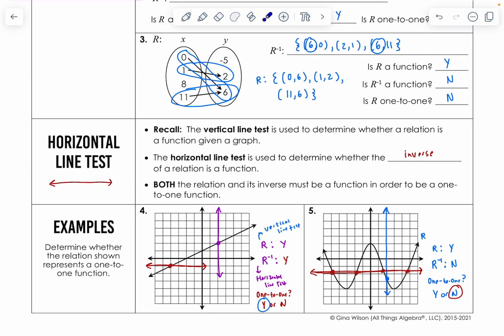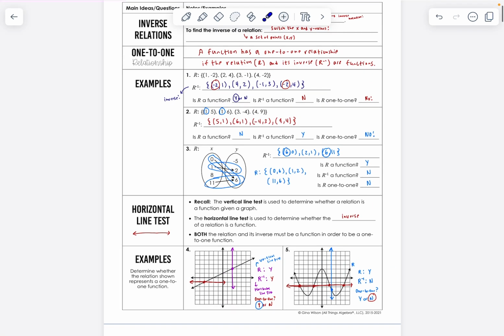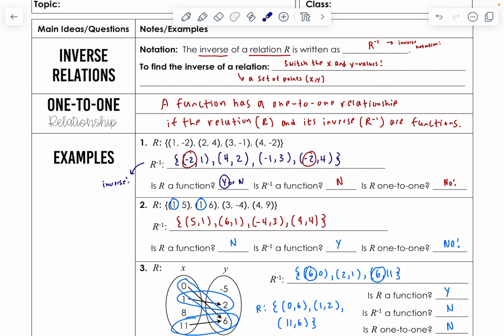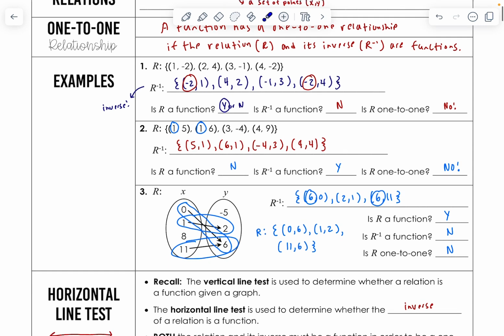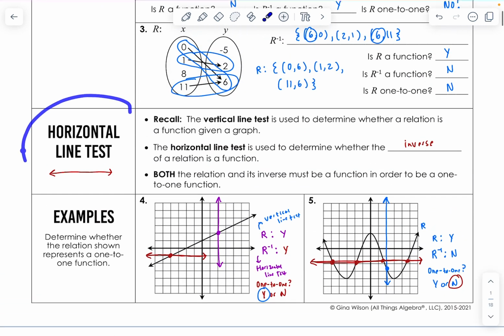So these are ideas I want you to be thinking about in terms of inverse functions. Here, once again, the most important idea is that the inverse is switching the x and y values. We'll talk more about that very soon. And then applying the horizontal line test to determine if the inverse is a function.